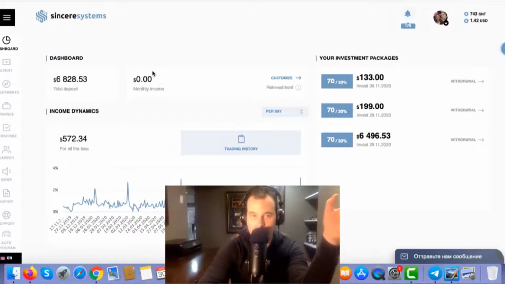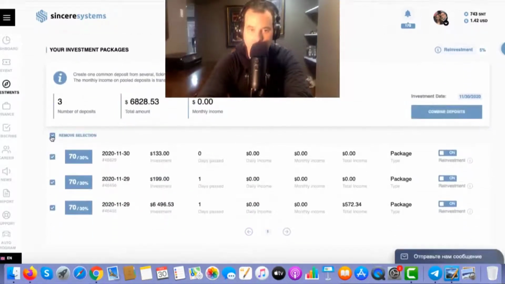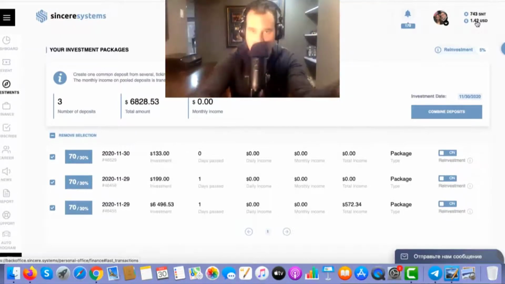I would go to the investment page. I would go down here. I would select all, and then I'd combine my deposit. What it's going to do is take my earnings balance and put it into my USD balance, which is the repurchase balance. And then say I wanted to take my token balance and send it to my USD balance so I can maximize my combined balance.